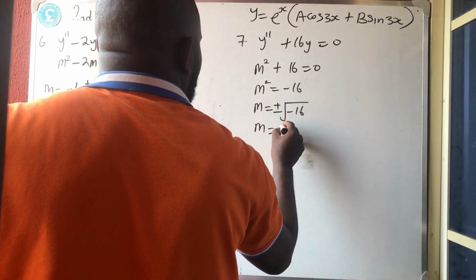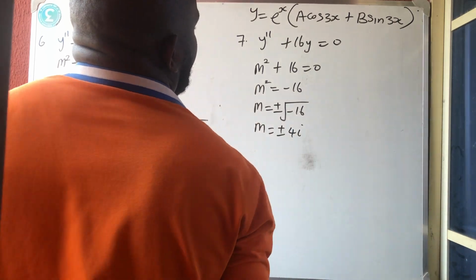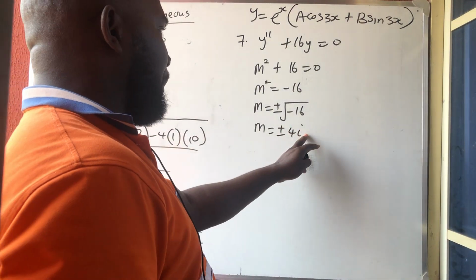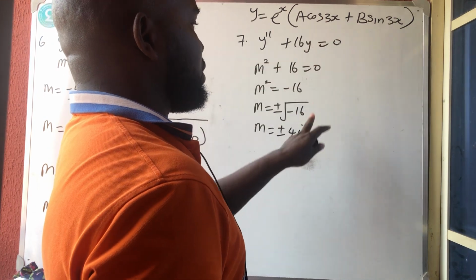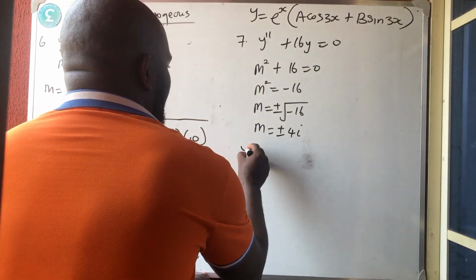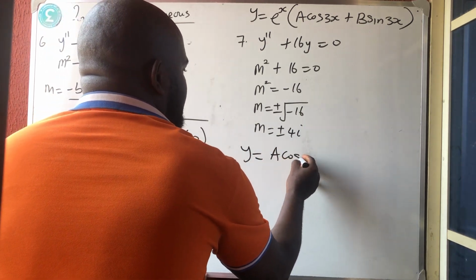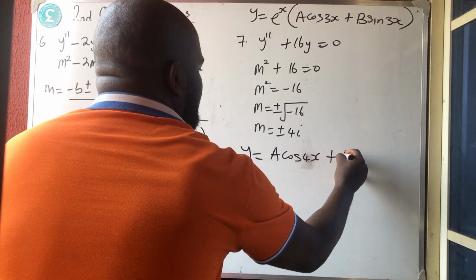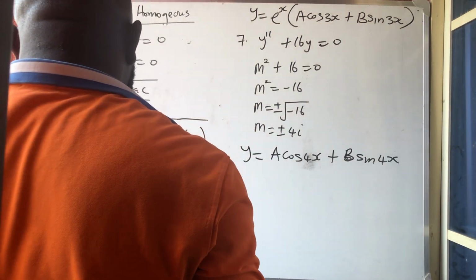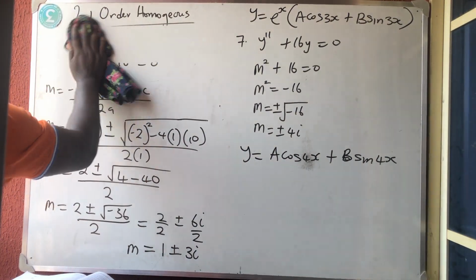So my m is equal to plus or minus 4i. Okay, and don't forget what I told you here, that if it is a complex it will not have e to the power, but if it's not a complex it will have e to the power. So my answer becomes y is equal to, there is no real part, so I'm having only a cos 4x plus b sine 4x. You see, as simple as that. There's no big deal here.